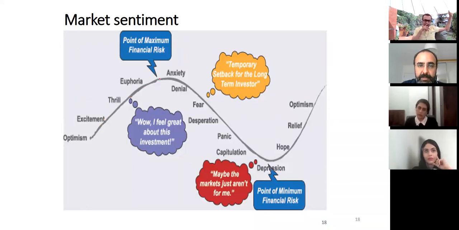I remember that one of my family members from Germany called me when the price of Bitcoin was $62,000. He said, oh, I've got everything ready to enter the market. And I said, hang on, can you explain to me what crypto is? How does the blockchain work? And he went like, what? What is blockchain? I said, you want to enter a market and you don't know what's going on in that market. And that is usually the point of maximum financial risk.